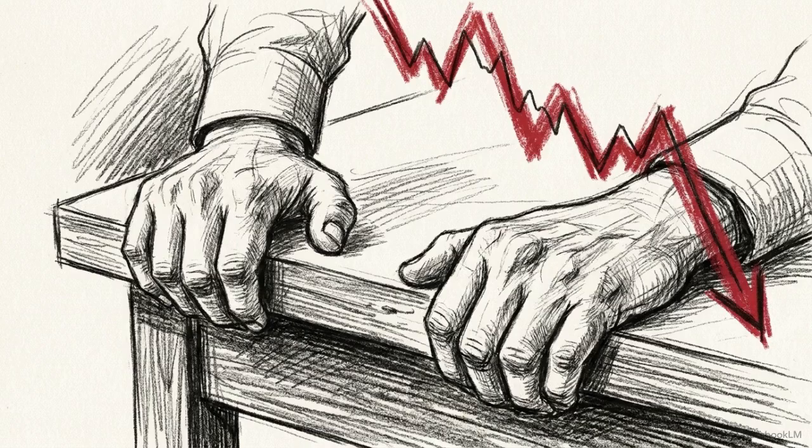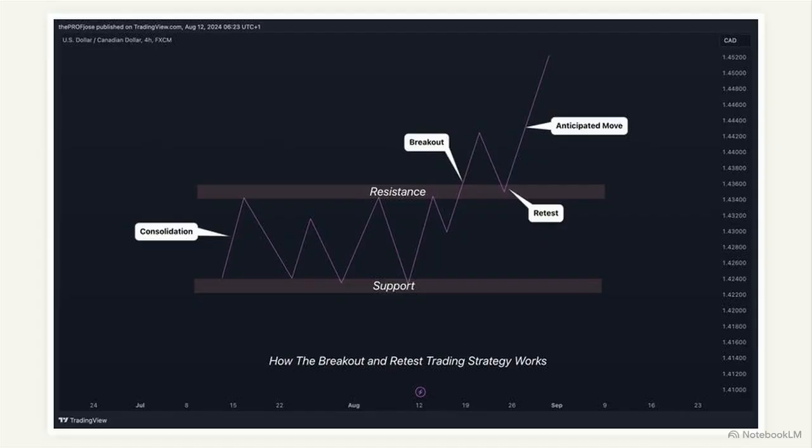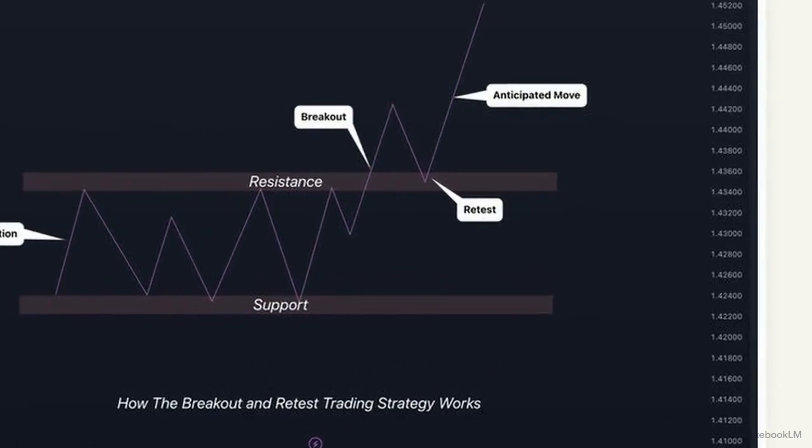To avoid that trap, you need a filter to separate market noise from genuine trends. That filter is the break and retest strategy. This theoretical line chart illustrates how the framework operates. Instead of jumping in right when the price breaks the support floor, you wait. You let the initial surge happen and hold your position until the price returns to retest that exact same level.